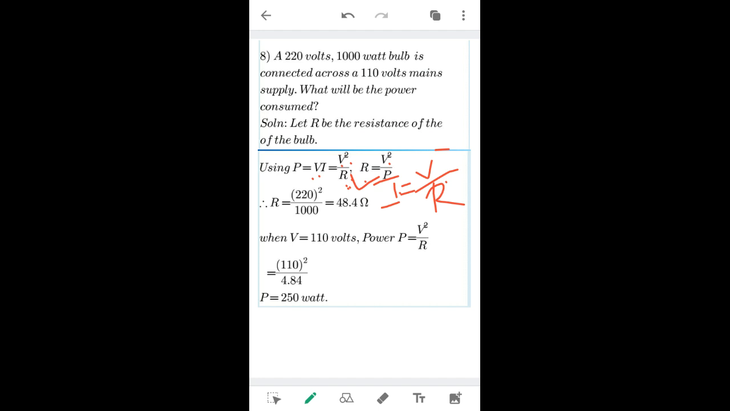So V is given, P is given. We have to find out R. So V is how much? 220 volts. 220 volts whole square by 1000 equal to 48.4 ohm.